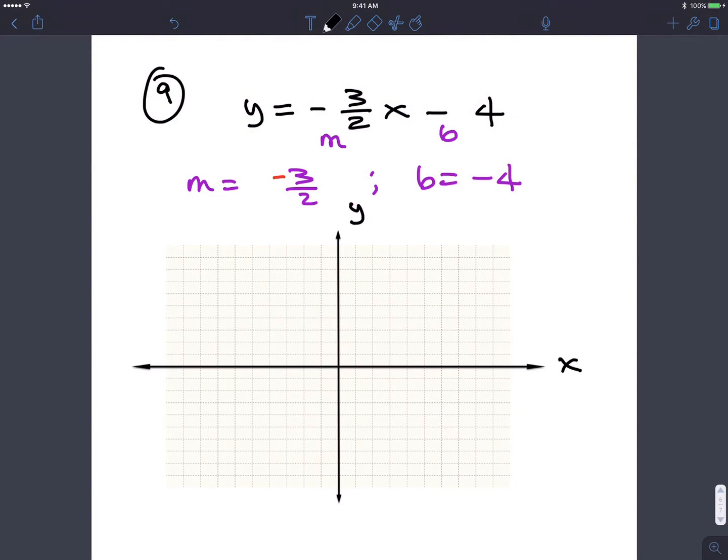You have your x-axis and you have your y-axis. You're going to start at -4. So I'm going to have to go down 4 units on the y-axis. 1, 2, 3, and 4. That leaves me at -4. I'm now going to use a slope of -3/2. So I go down 1, 2, 3 units, and to the right 2 units. This is the location of my next point. Here's my line.